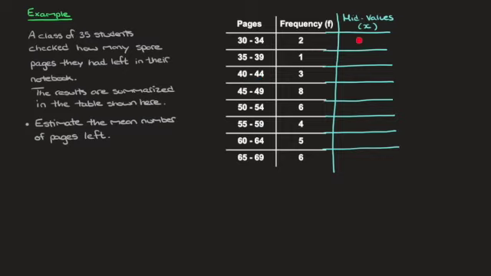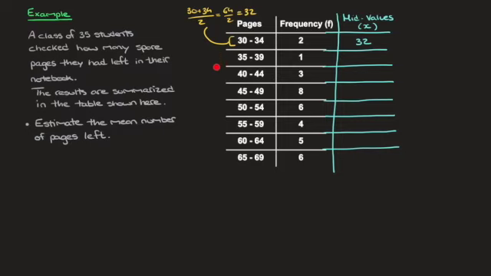So for this first cell here, we want the mid-value between 30 and 34. And perhaps you can tell right away that that's 32, but if ever you have a bit of trouble finding the mid-value directly, you can calculate it by calculating the mean of the lower bound and the upper bound. So for the first class we have here, that's 30 to 34 pages, the mid-value would be 30 plus 34 over 2, which equals 64 over 2, which equals 32. And so 32 is the mid-value of the interval 30 to 34.